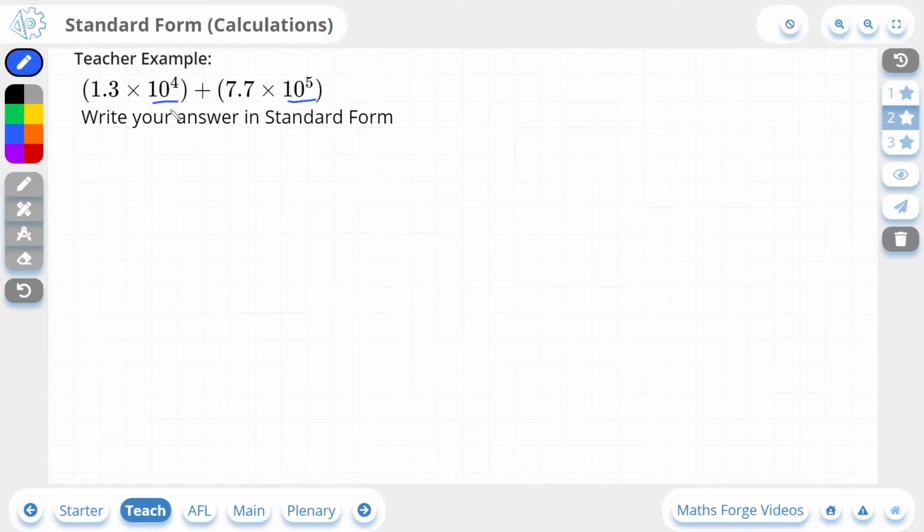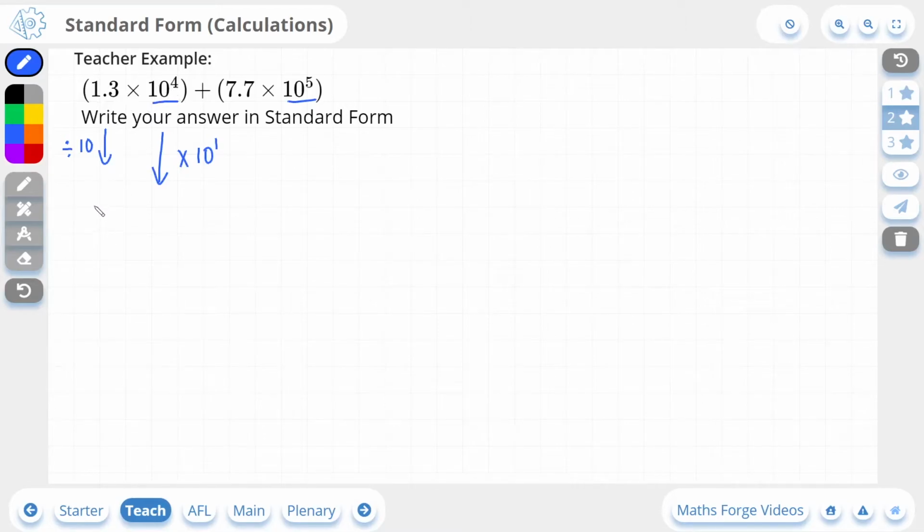Now, my recommendation from experience is that you always take the lower power, so 4, and get that to be like the higher power, 5. So in order for me to get this 10 to the power of 4 to become like 10 to the power of 5, I'm going to have to multiply it by 10 to the power of 1, or just 10. And because we're multiplying this 10 to the power of 4 by 10, we have to divide this 1.3 by 10 to keep the value of this standard form number balanced.